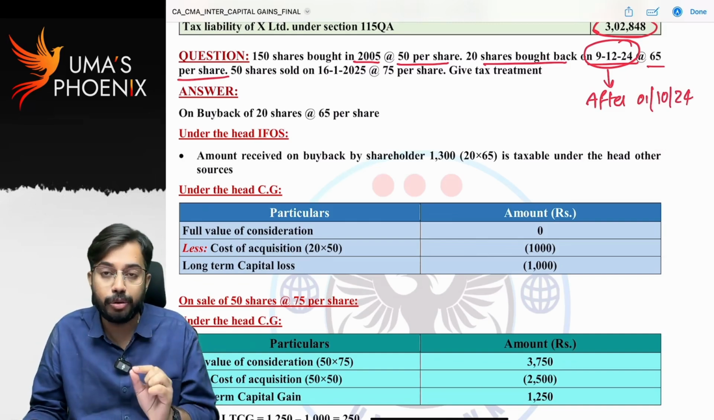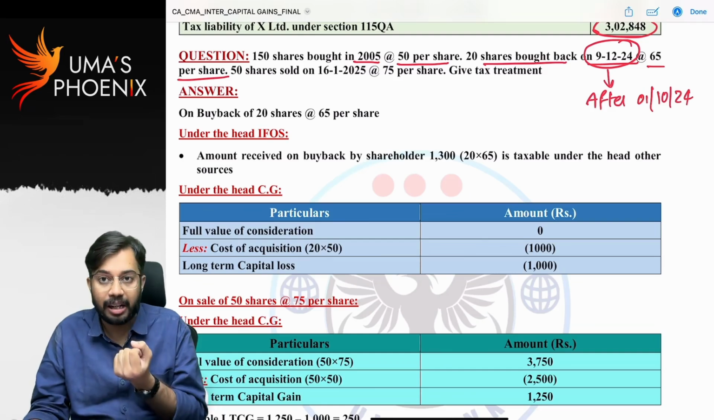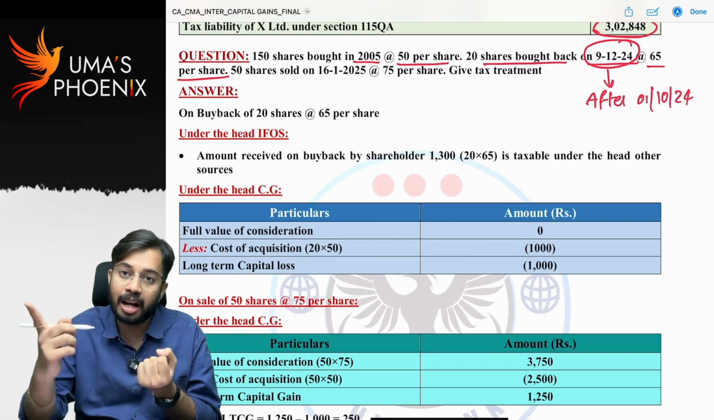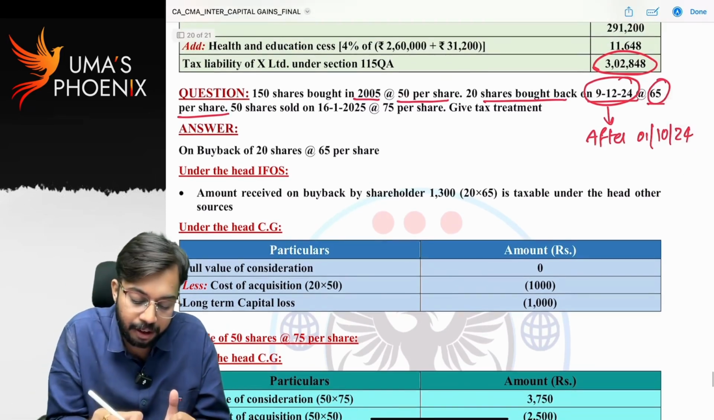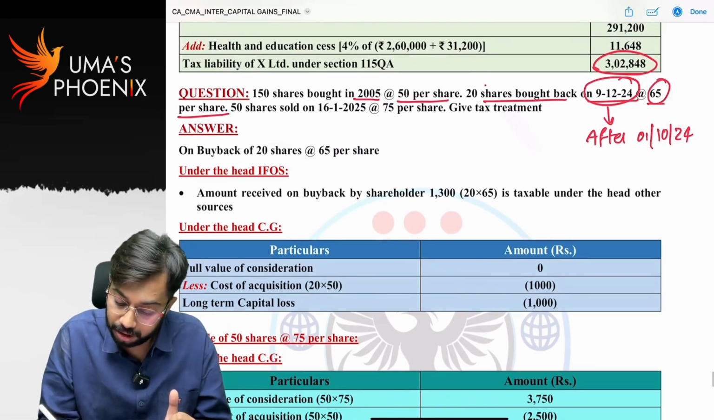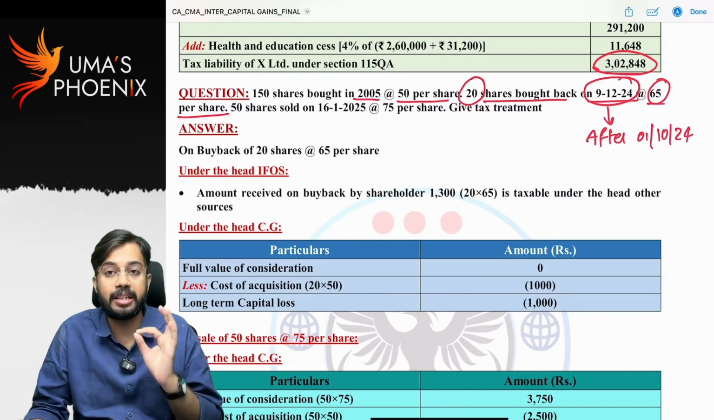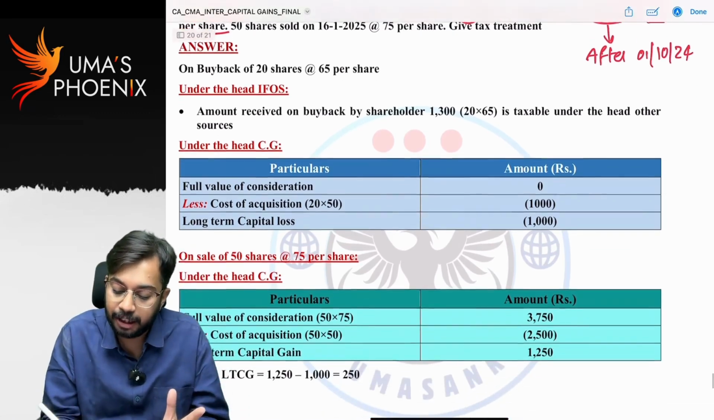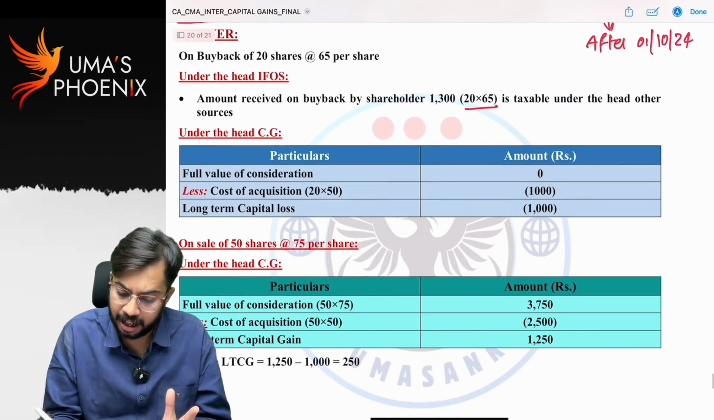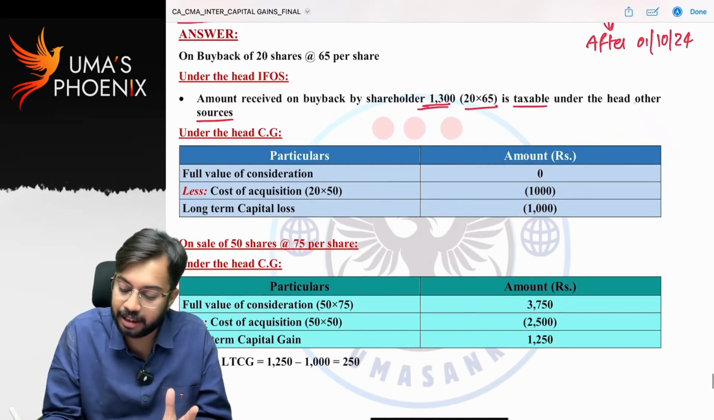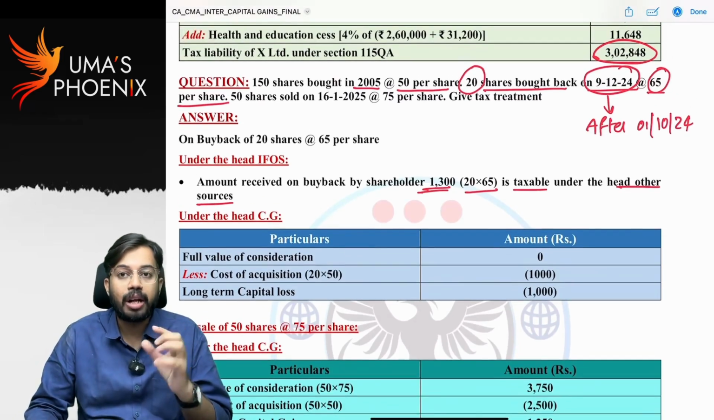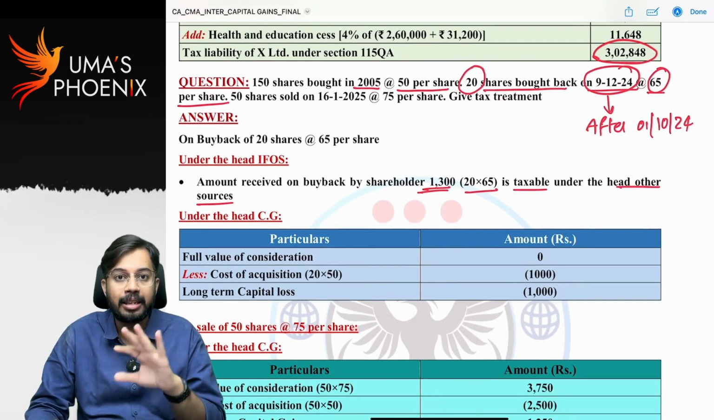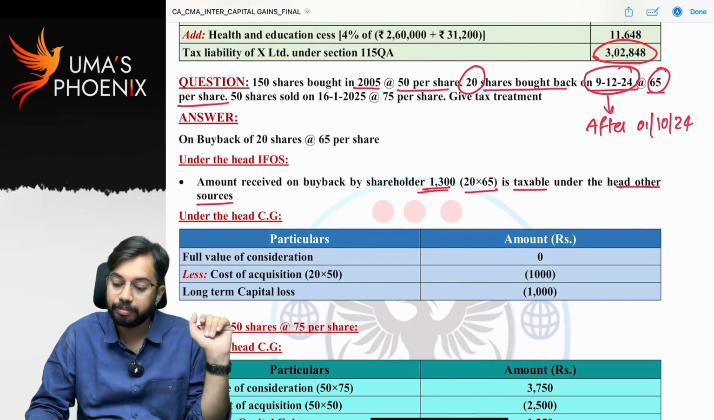So as per new rules, whatever the buyback amount that is received, that is taxable under other sources. How much is received? 65 rupees is received for 20 shares. 65 into 20, how much? 1300 rupees is taxable under other sources. Is it clear? So very simple. Whatever the amount received on buyback, that is taxable under other sources.